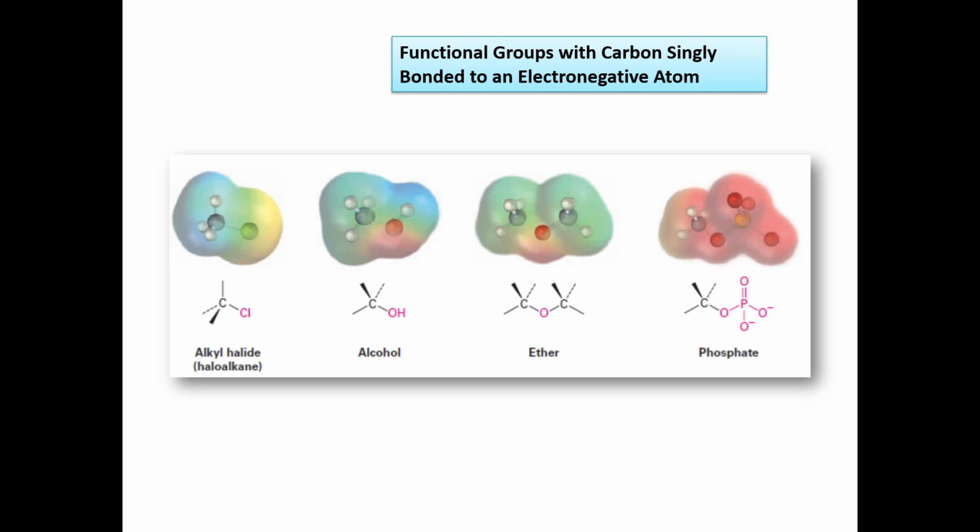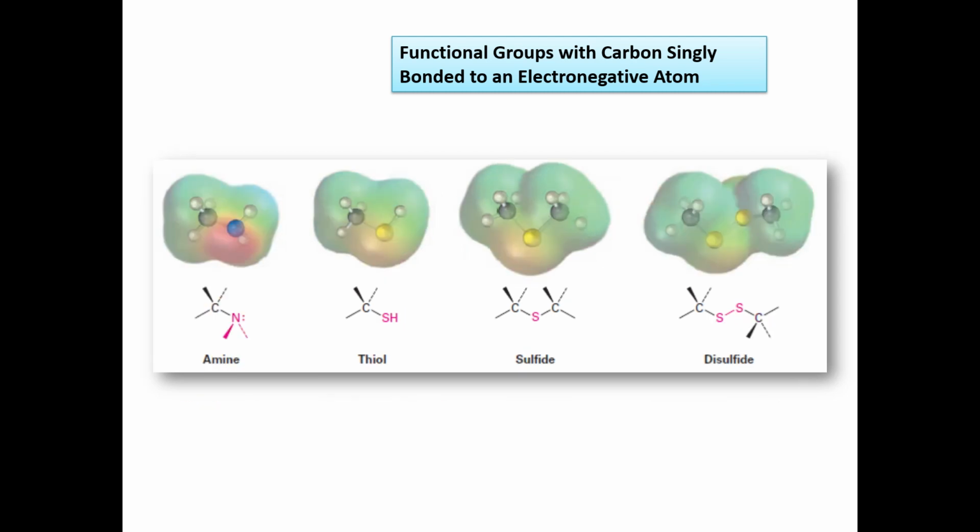Functional groups that are bonded with carbons are electronegative atoms. For example, alkyl halide is a halide, fluorine, chlorine, bromine, iodine, that is bonded to a carbon. Alcohol, OH, that is a hydroxyl group that is bonded to a carbon, oxygen in the case of the ether, or a phosphate group in the case of a phosphate. Here we have more, like amine, thiol, sulfide, and disulfide.